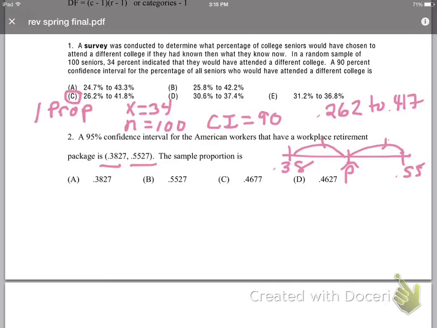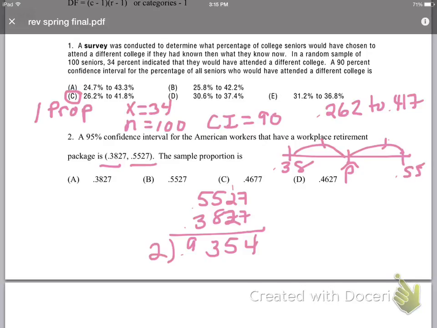Okay, so the way I do this is I add these two numbers up. So I get 4, 1 is 5, is 3, is 6, is 9. Divide by 2. In other words, I find the average of the two. So I get 4 with the remainder of 1, 6 with the remainder of 1, 7 with the remainder of 1, 7. So the answer is C.